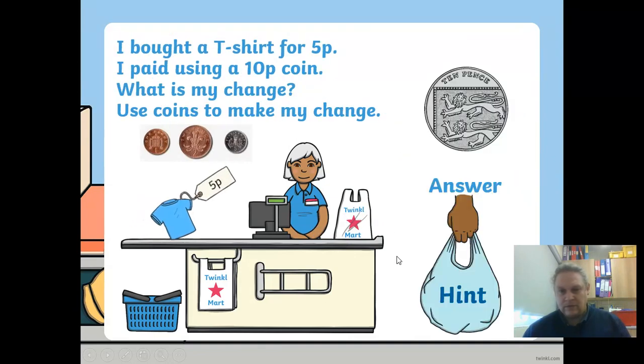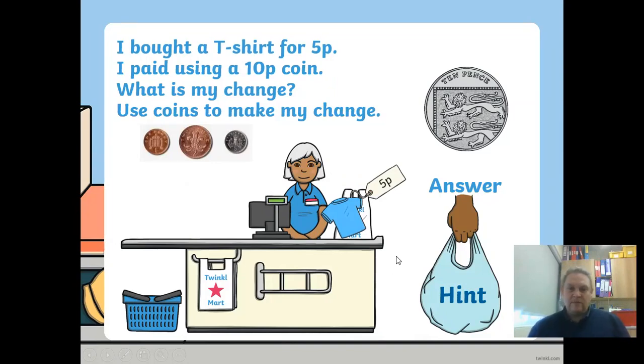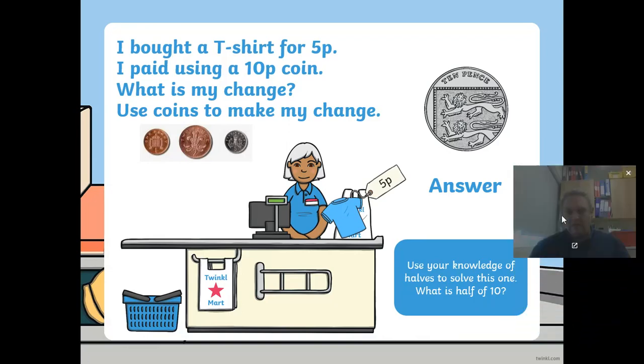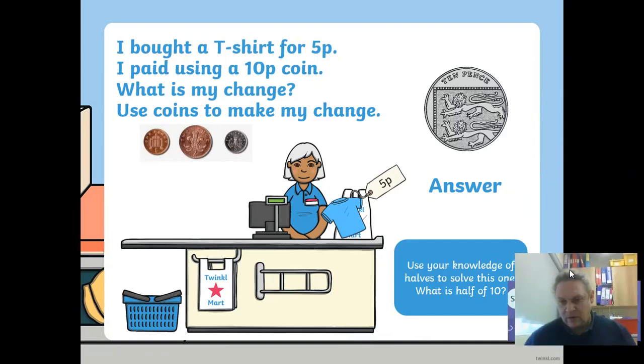Let's have a look at our next question. Right, this time buying a t-shirt for 5p. Again, we're paying with our 10p piece. How much is our change going to be? Let's have a look at our hint. Use your knowledge of halves to solve this one. What is half of 10? We know that we've got two 5s in 10, haven't we? 5 and 5 make 10. So half of 10 is going to be 5. Okay, so let's have a look.